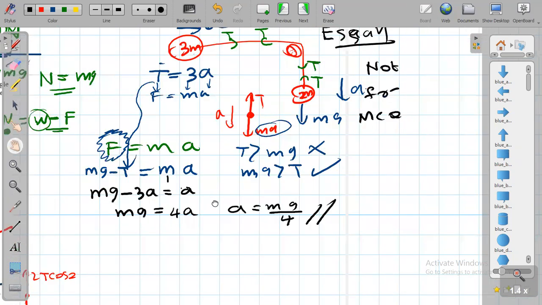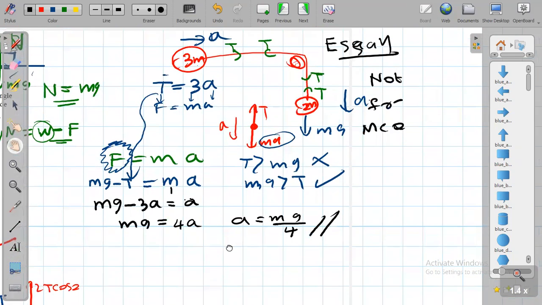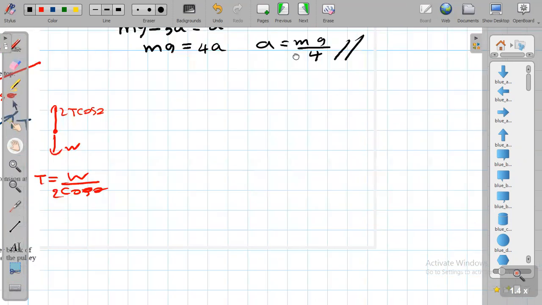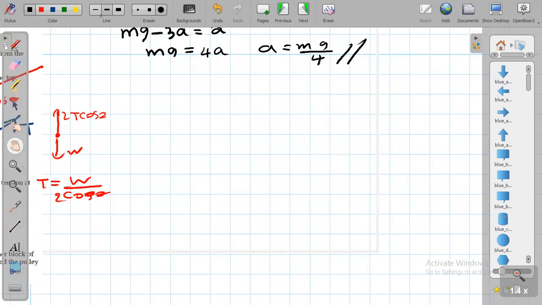Then let me teach you the MCQ technique. I'm not giving you time to write because I'm sending you the PDF of all these drawings later, once the class is over. Let me teach you the MCQ method.